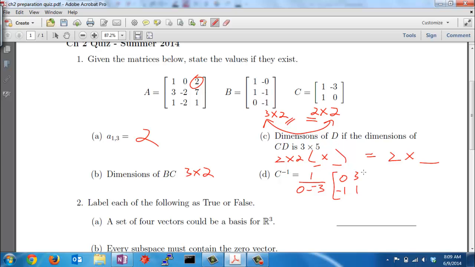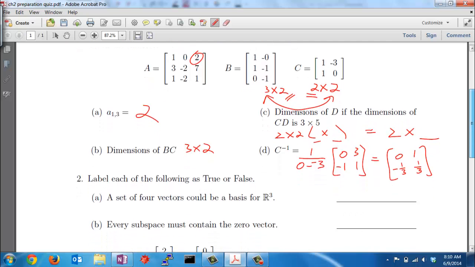And positive 3 here. I could leave it like that if I want, or I could actually multiply through the whole thing by a third. In which case I would get 0, 1, negative 1 third, and 1 third. That would be the inverse matrix. And all of these are worth 1 point on this thing.